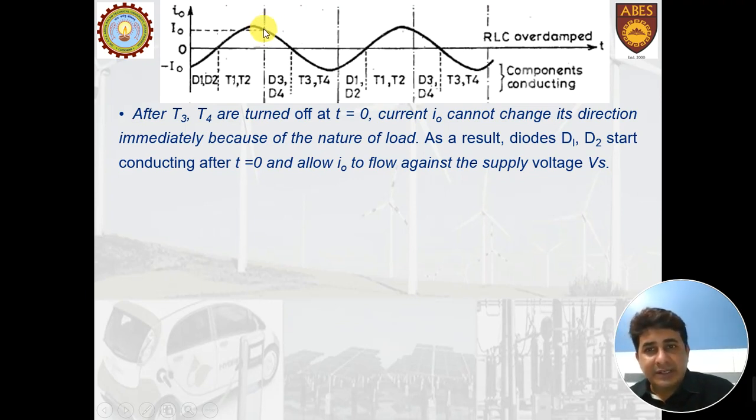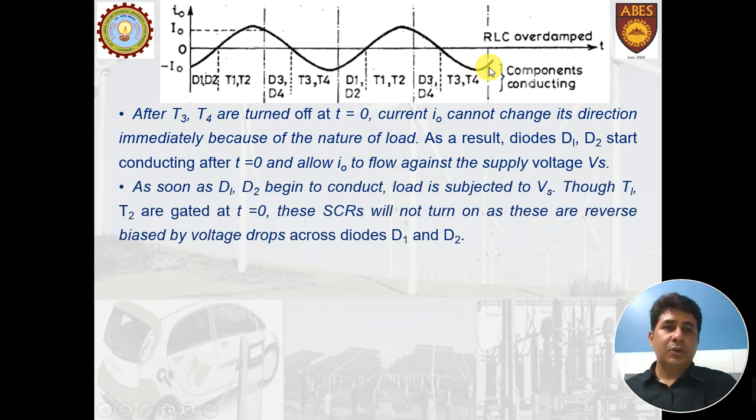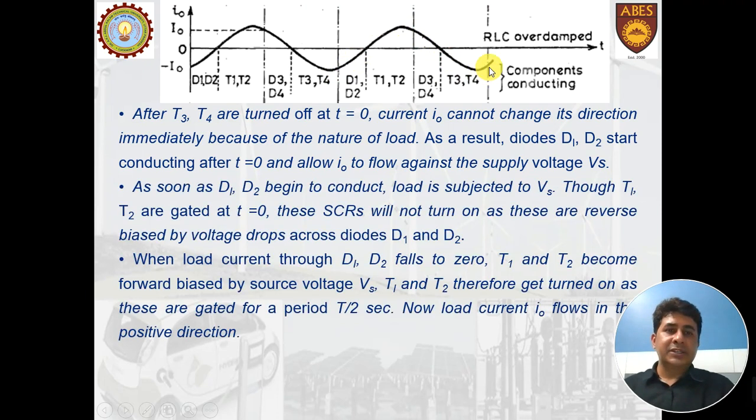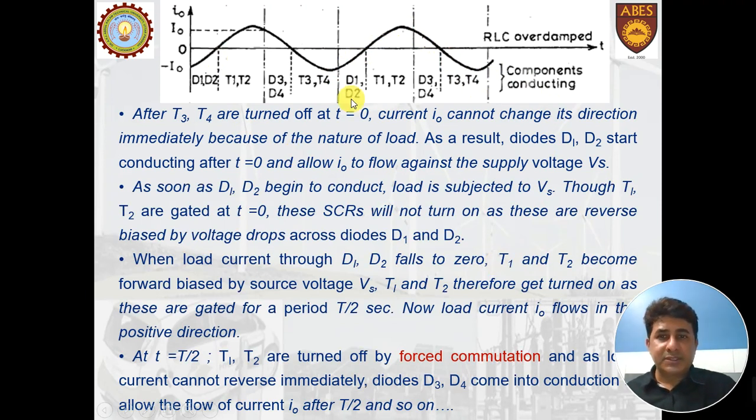So this current is to be first reduced to zero. To provide the path to this current, diodes D3 and D4 come into action, and then again the current becomes zero. Then T3, T4 come in again. So this is how the conduction takes place if the load is RLC overdamped. The point to be noticed is that forced commutation is used, because unless forced commutation is used, you cannot get the conversion from DC to AC in this particular case.